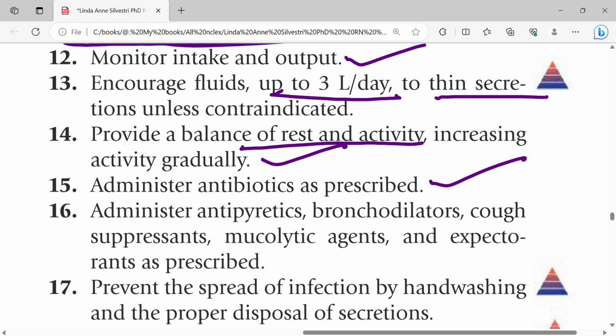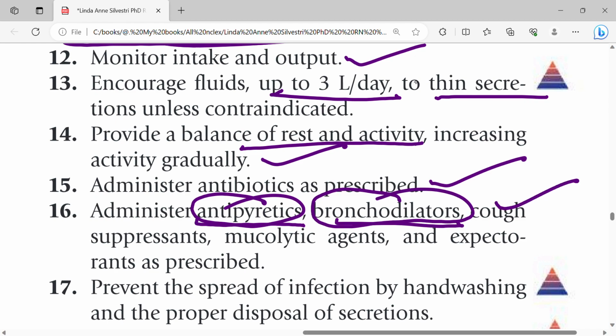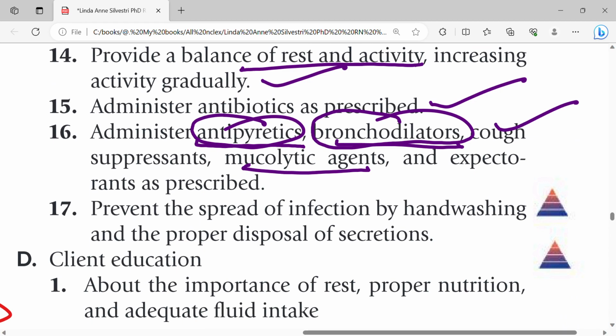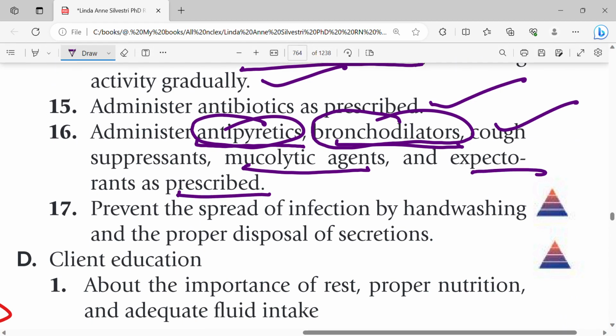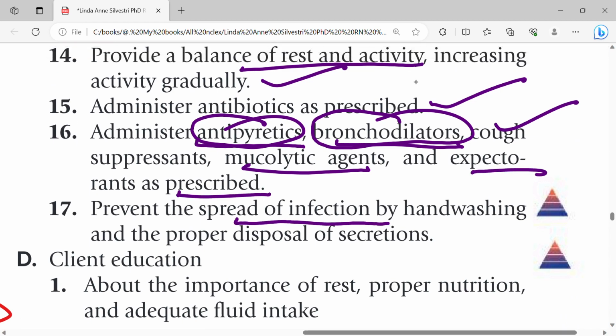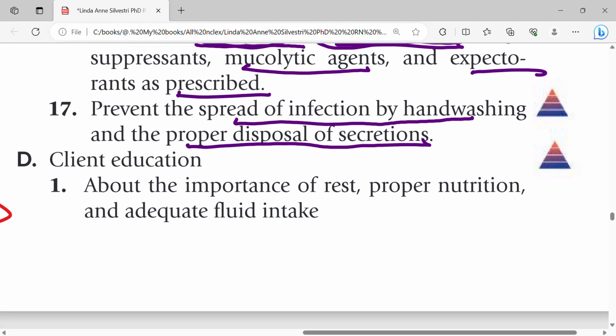Administer antibiotics as prescribed. Administer antibiotics, bronchodilators. If temperature is raised, antibiotics can be given, along with bronchodilators, cough suppressants, mucolytic agents, and expectorants. Prevent spread of infection by hand washing and the proper disposal of secretions. So we should do hand washing to prevent the spread of infections.